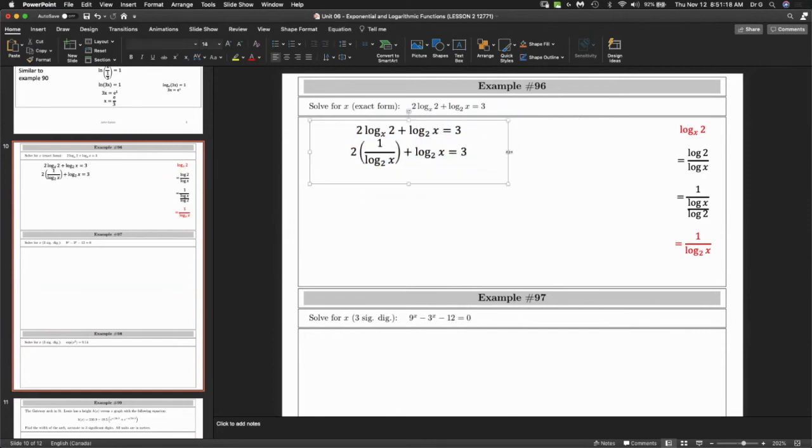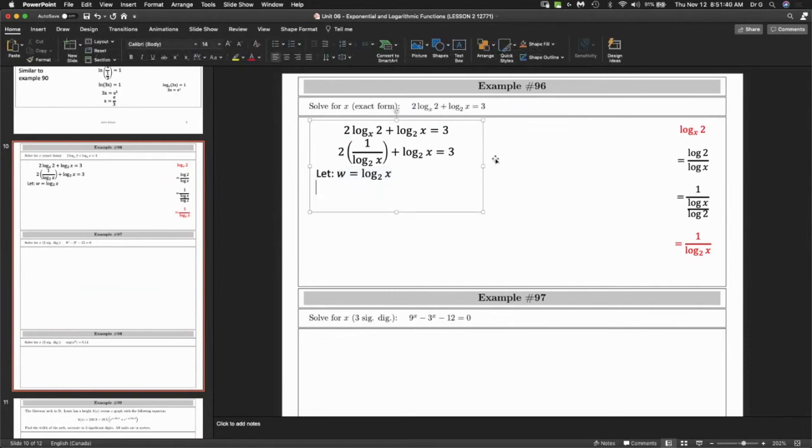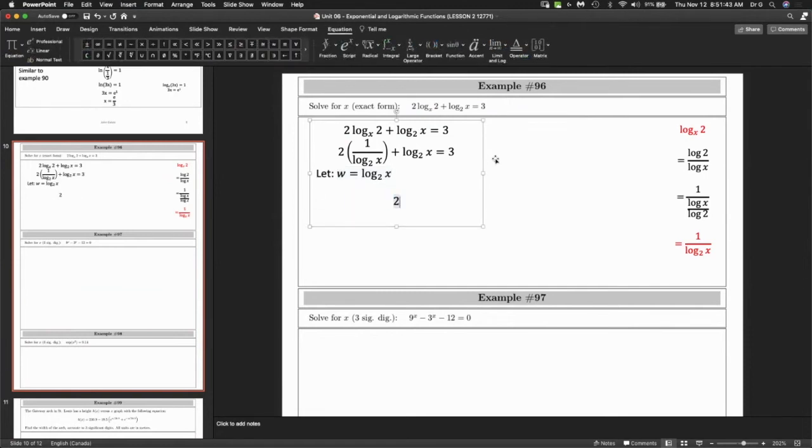Now what I can do is apply a substitution. Because I see the same thing appearing more than once, a very predictable way to do things is to let a temporary variable equal that thing that repeats. So in this case, I could let w equal log base 2 of x. And that would lead to the following equation: 2 times 1 over w plus w equals 3.